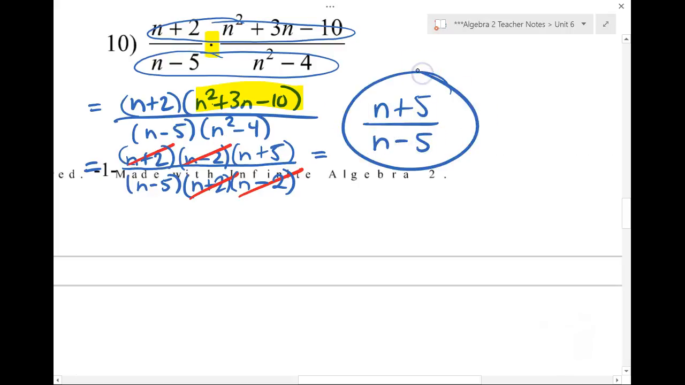And remember, this is just simplifying. We're not solving the equation. So we're just simplifying the expression. So that's all we have left. Okay? We're not looking for n equals or some solution. We're just simplifying the expression we have.